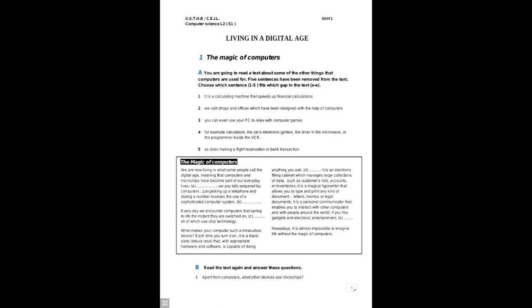Okay. The next one. We pay bills prepared by computers. Just picking up a telephone and dialing a number involves the use of a sophisticated computer system. So B. First one, madam. It is a country. Five. Okay, what do you say? Probably the first one, miss. It is a calculating machine.